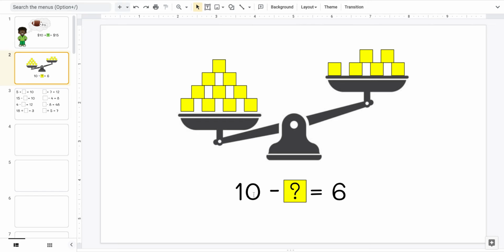I'm going to double check that. If I start at 10 and I count backwards 4 times, 9, 8, 7, 6. Ooh, perfect. I do end up at the number 6. So this missing number is 4.